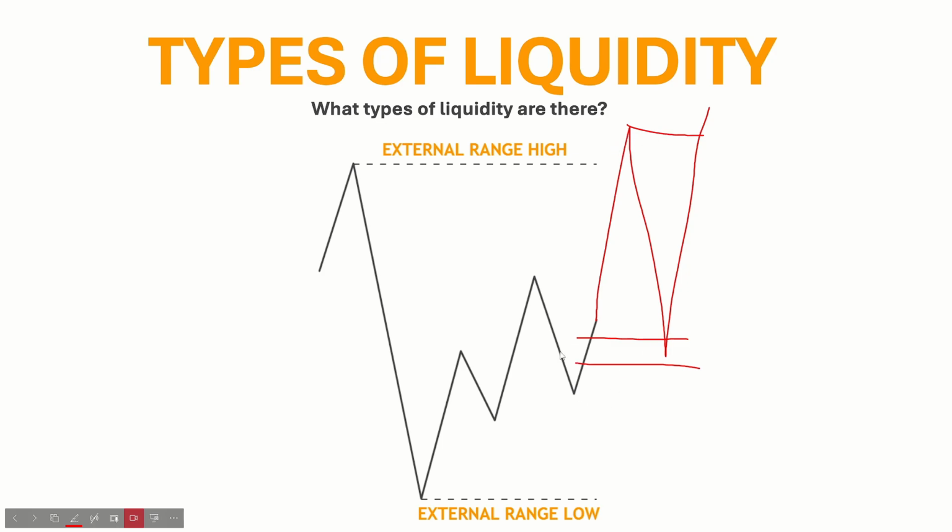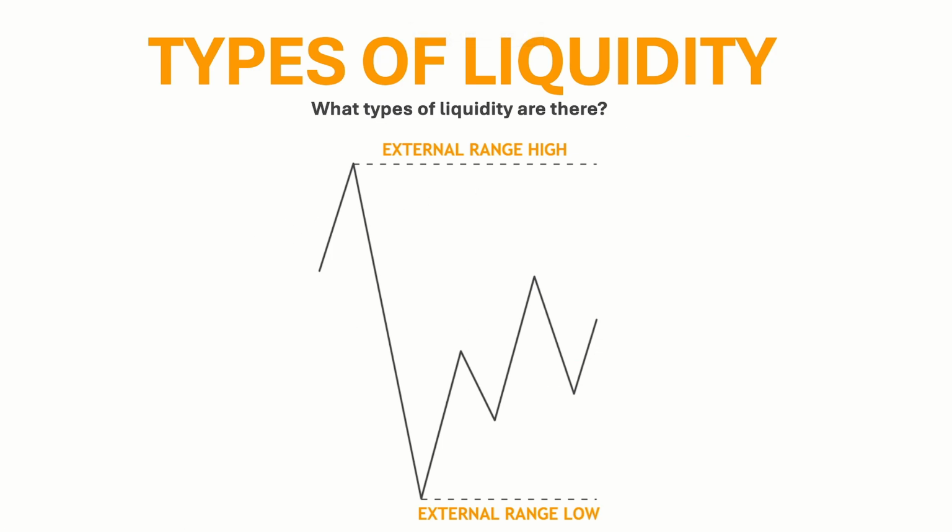All it simply is, external range is simply a swing high or swing low. Internal range liquidity is a fair value gap. So all you need to know is market will move from external to internal to external to internal. Now, if you're confused, don't worry. I'll hop onto the markets and show you guys a couple examples. So let's get into it.